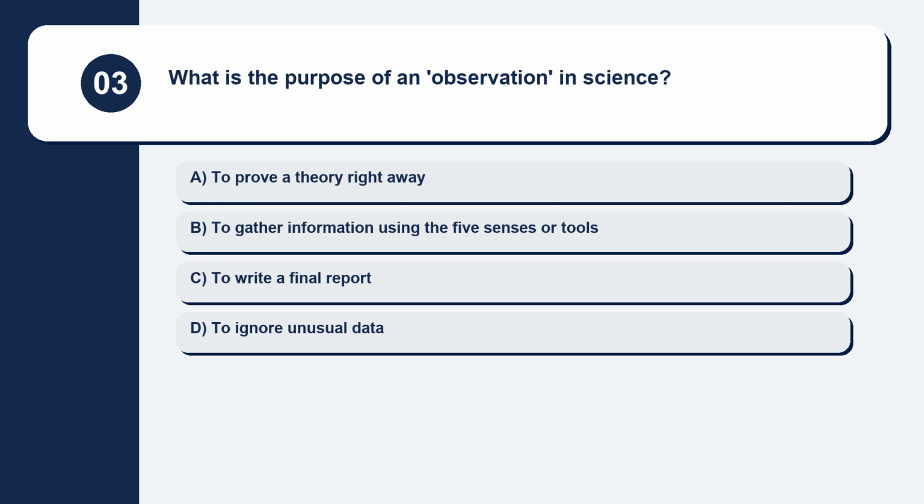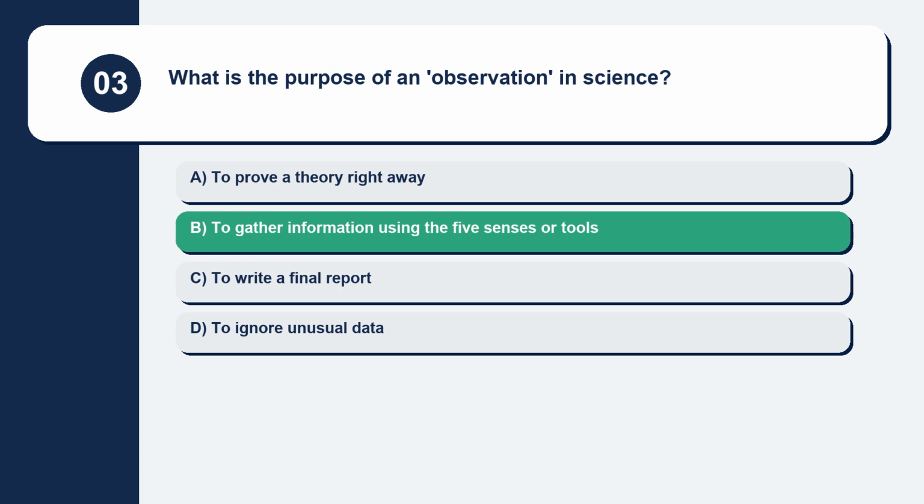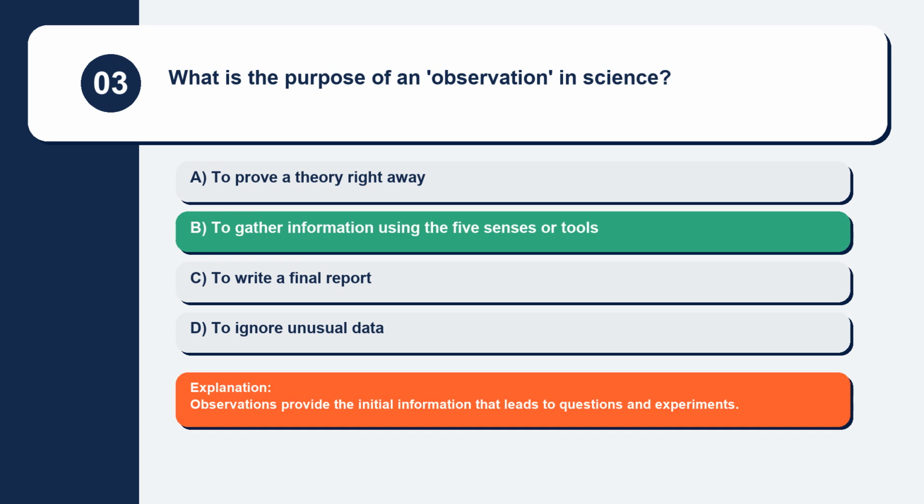Question 3. What is the purpose of an observation in science? To prove a theory right away. To gather information using the 5 senses or tools. To write a final report. To ignore unusual data. Observations provide the initial information that leads to questions and experiments.